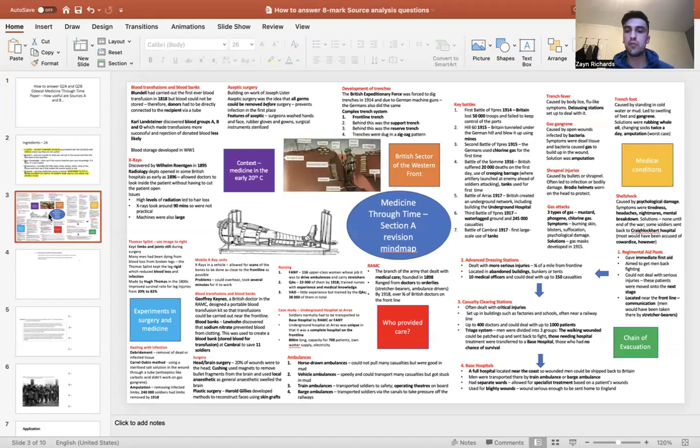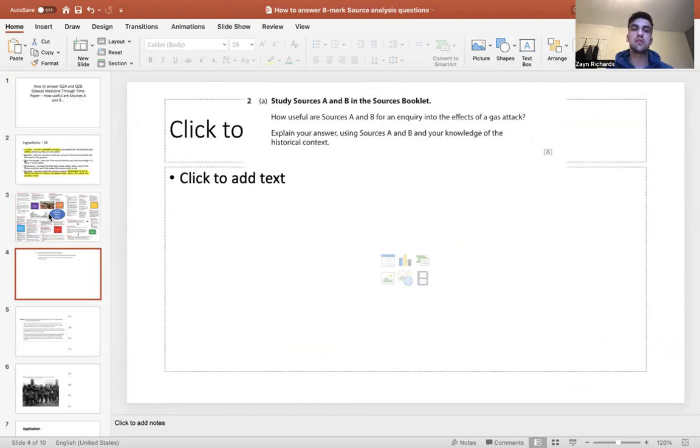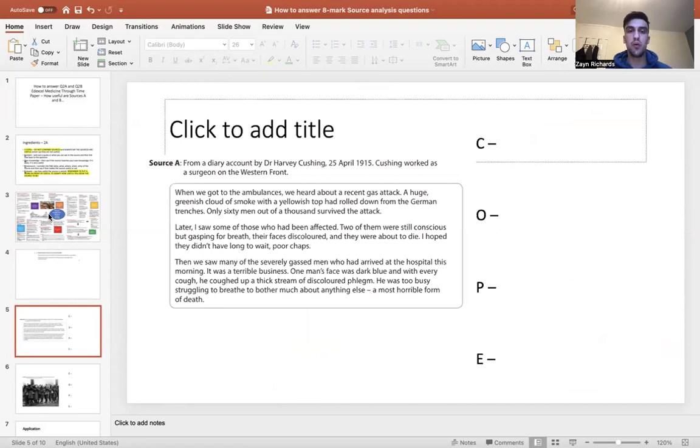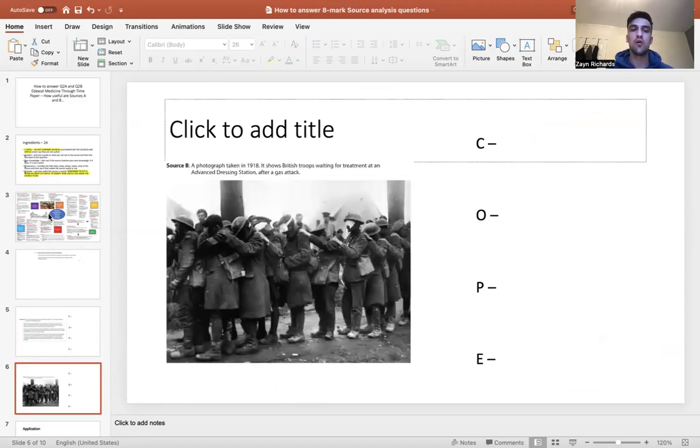Again, here's the mind map I will be using. If you haven't already, I would either ask me for a copy of that or just take a screenshot of this page so you've got it for your notes. Okay, so this is the question I'm going to be looking at: how useful are sources A and B for an inquiry into the effects of a gas attack? And here are my sources. Pause the video now and have a read through the sources before I do, because I've already read through the sources very briefly, so I'm just going to jump straight into planning. Also pause for this source as well.